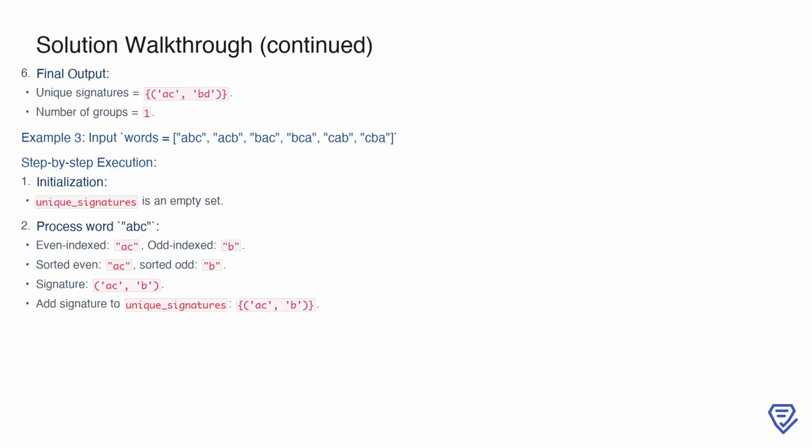Now, let's consider the third example, where the input words are ABC, ACB, BAC, CAB, CBA. As usual, we start by initializing an empty set for unique_signatures. Processing the first word ABC, we find that its even-indexed characters are AC, and its odd-indexed characters are B. Sorting these gives AC for the even part and B for the odd part, resulting in the signature (AC, B). This signature is added to the set, so unique_signatures is now {(AC, B)}.